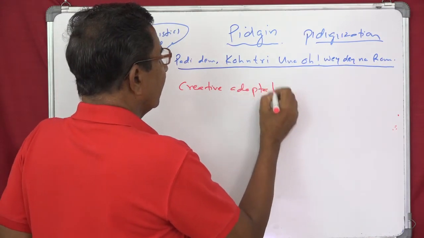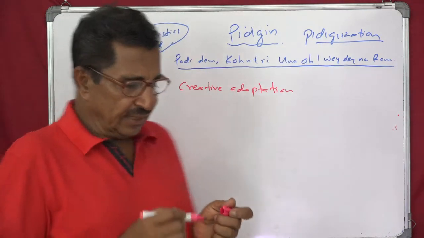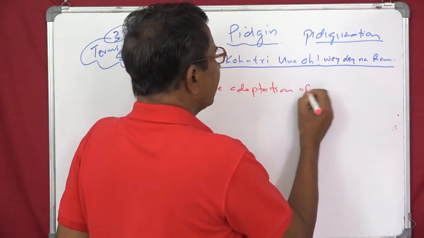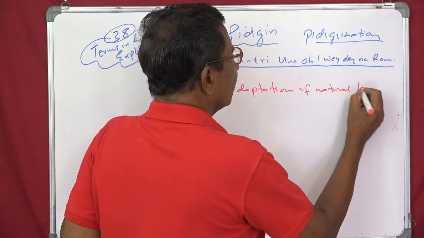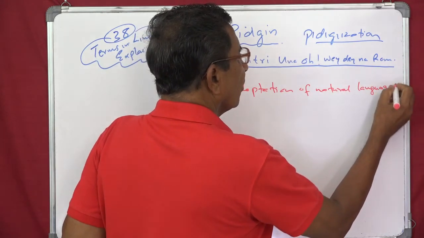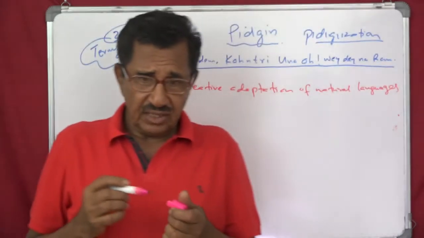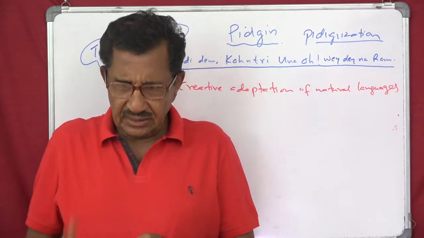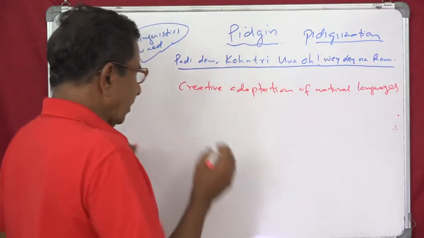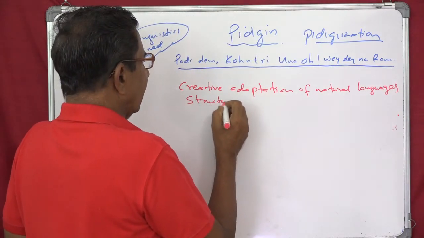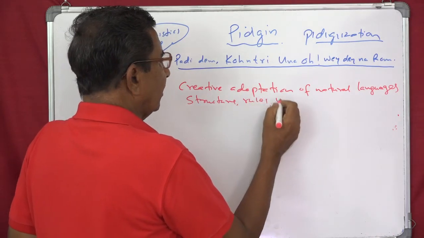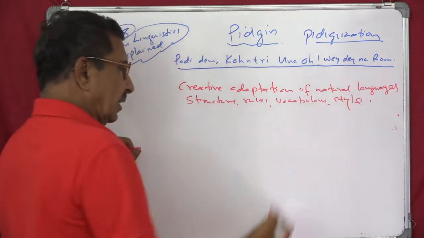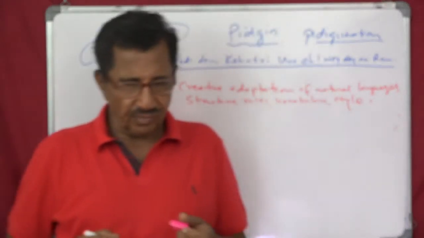Adaptation by people. It's a creative adaptation of natural languages, with, as I have already told you, a structure and rules of their own. So they have got a structure, then they have rules and vocabulary and style. All that you find in a fully developed language, you will also find here.